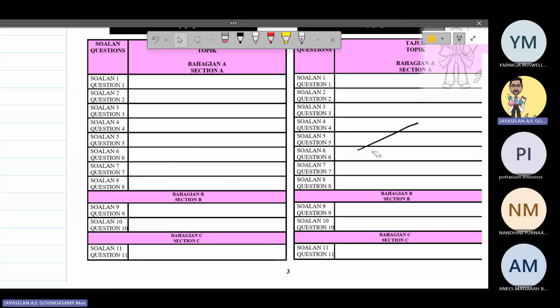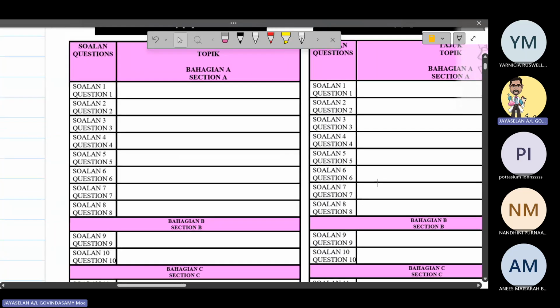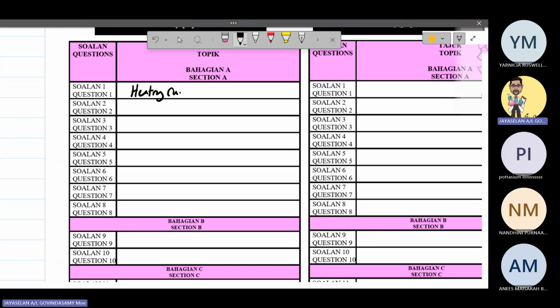Okay, I already put two, so I put the first question. Now, question number one. This year will be heating curve or cooling curve. And you must remember supercooling. If they show you the graph, you just put supercooling. Why does supercooling occur? Because uneven cooling process is conducted. Okay, first one done.